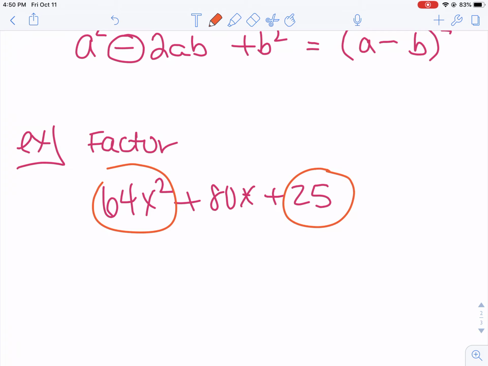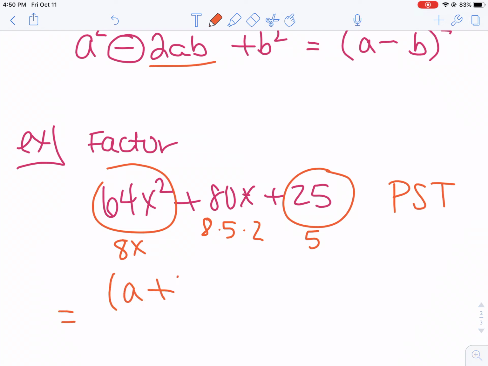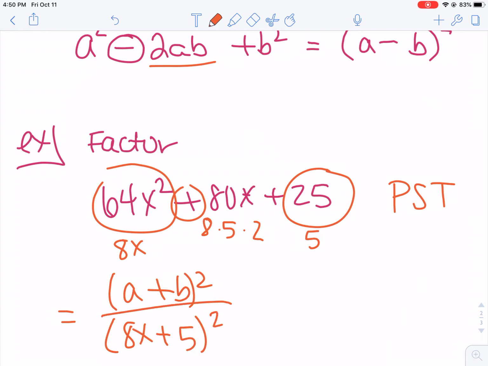So the square root of 64x squared is 8x. The square root of 25 is 5. And if we notice in the middle, this should be 8 times 5 times 2, which is that 2ab part, which is true. 8 times 5 is 40, and 40 times 2 is 80. So this makes this a perfect square trinomial, which I write as PST. The rule says it's going to factor into a plus b squared, and I know it's a plus because that's a plus. So my a term is 8x, my b term is 5. I put my plus in the middle, and then I square it.